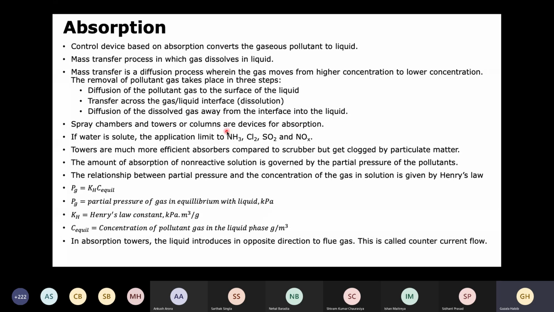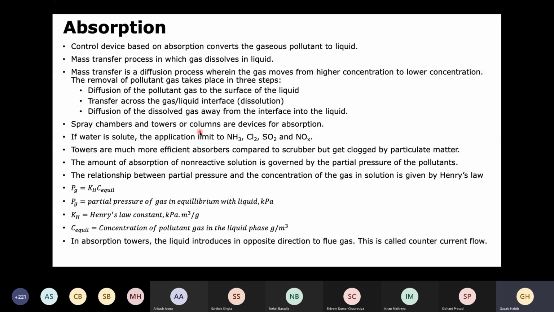So there are two kinds of diffusion and one dissolution. Through this mechanism, the gas and the liquid react with each other and form a different product, and that can be removed by collecting it using a collection device.